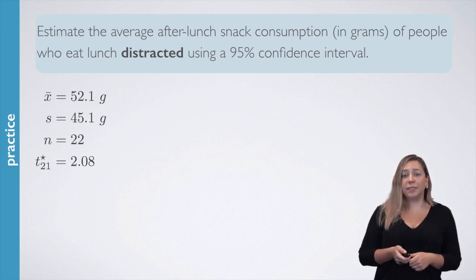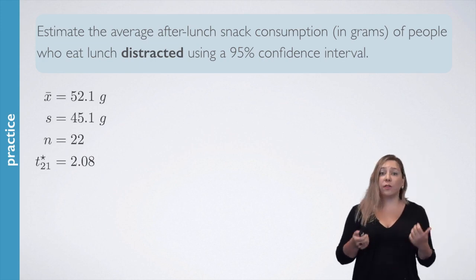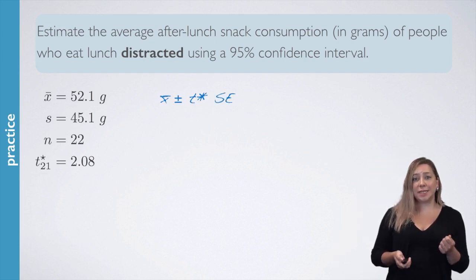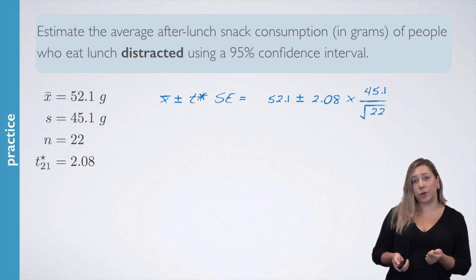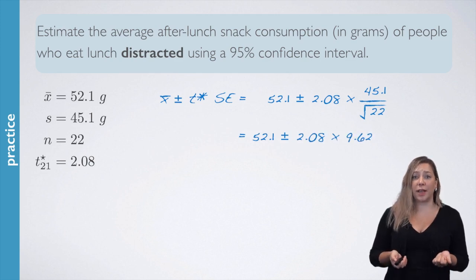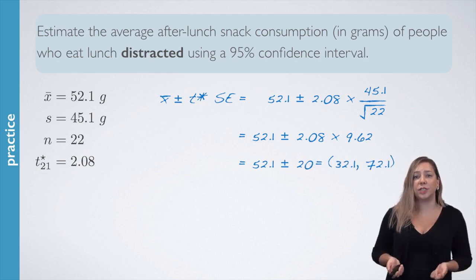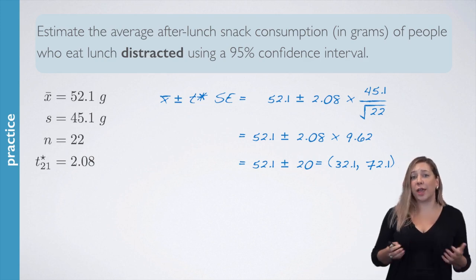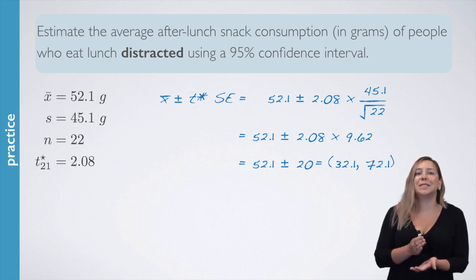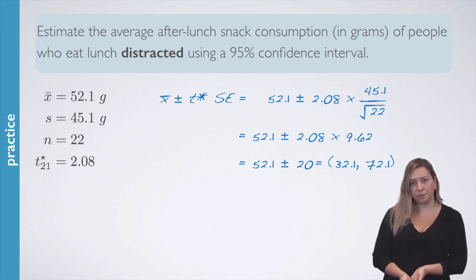We finally have all of our building blocks, and we can now construct the confidence interval for the average snacking level of distracted eaters. The formula is x bar plus or minus t star times s over square root of n. That is 52.1 plus or minus 2.08 times 45 over the square root of 22, which yields a standard error of approximately 9.62 and a margin of error of approximately 20, resulting in a confidence interval ranging from 32.1 to 72.1 grams. Obviously, you can punch all of this into R or a calculator and get this result in one step, but it's always nice to take things step by step the first time you're solving a particular type of problem.